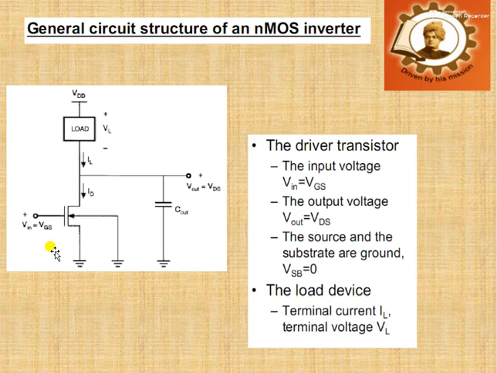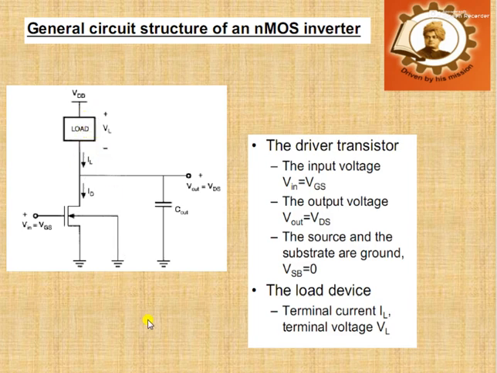The source and substrate are grounded because it is our NMOS inverter. A load is connected between VDD and the drain terminal of the NMOS, so that the load current IL is flowing through it.